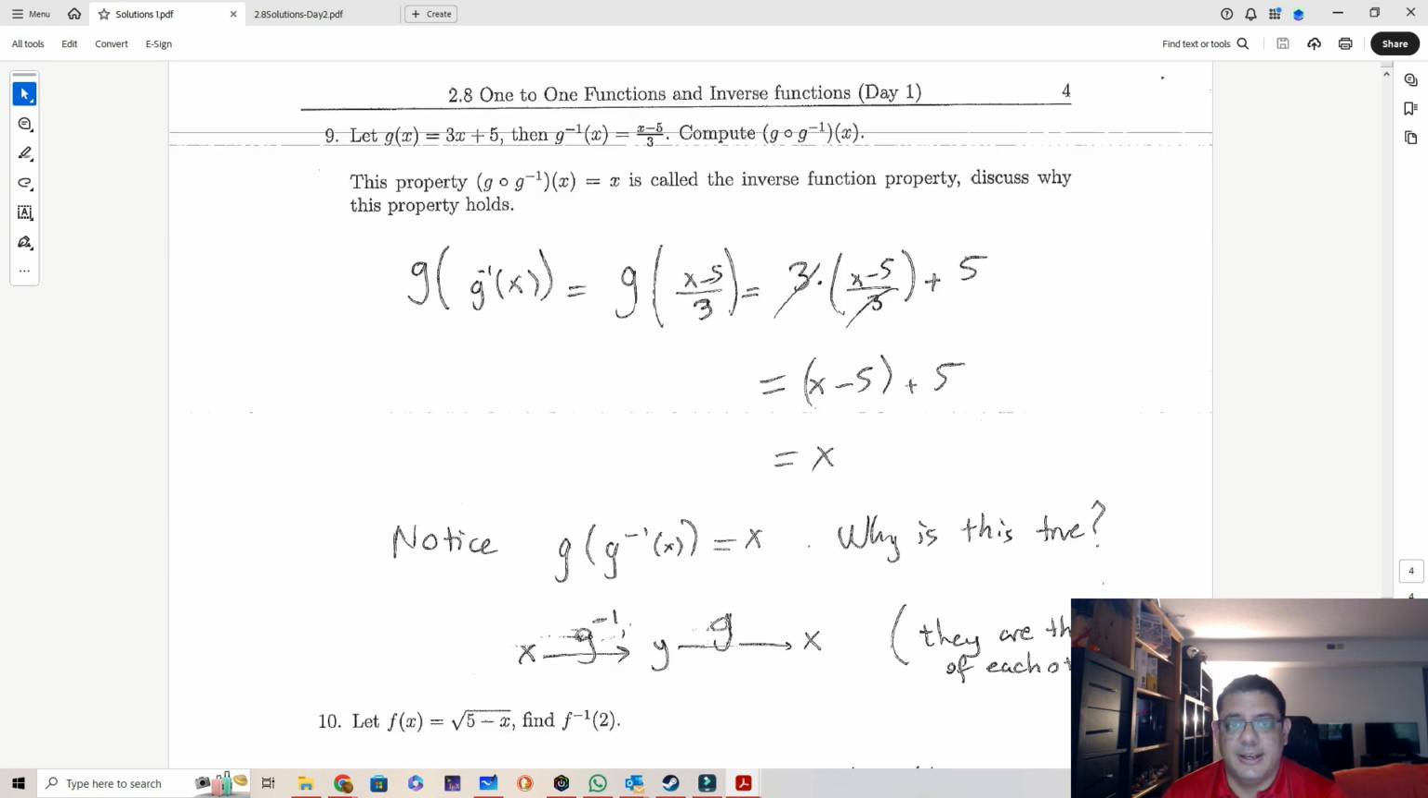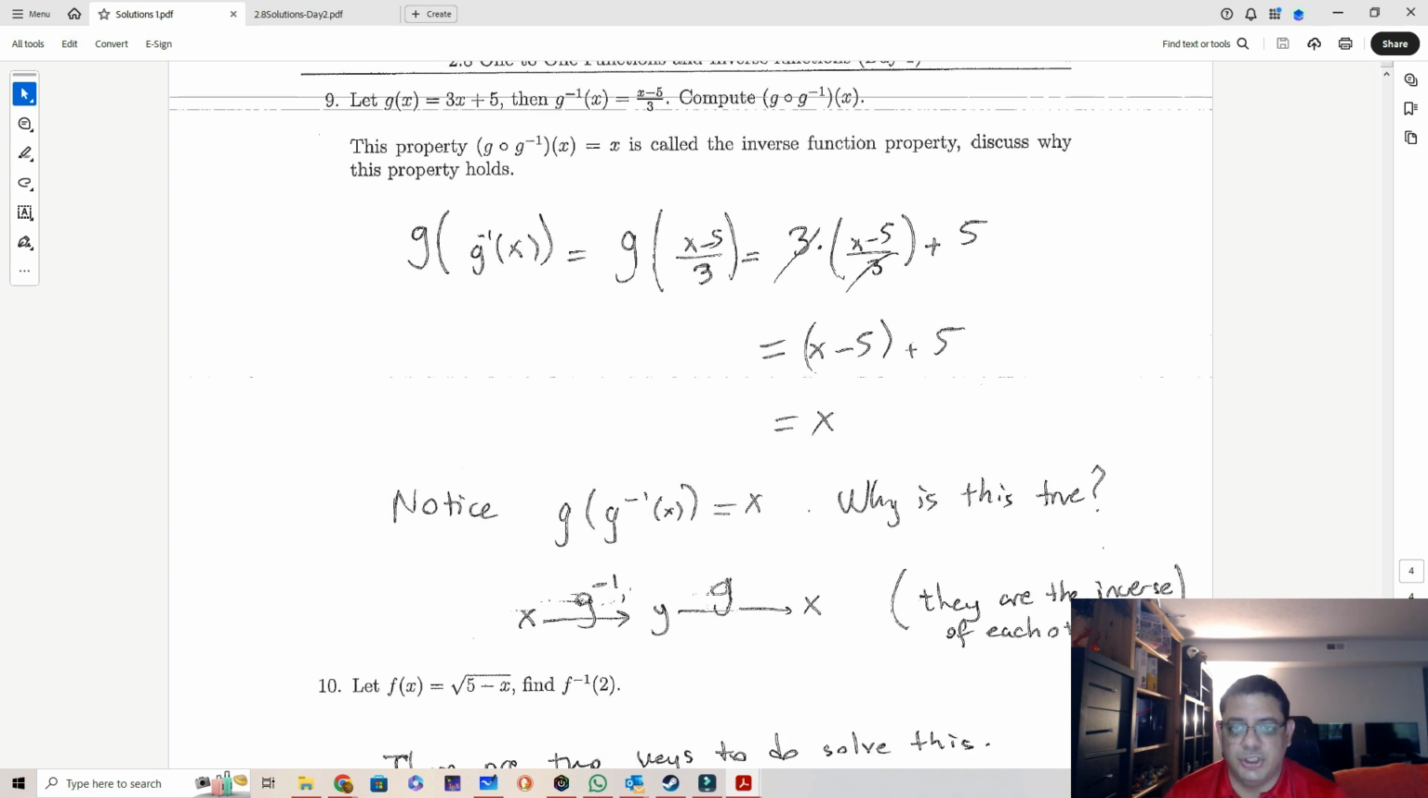Alright, so now let's see a little bit of the composition. So we have g of x equals 3x plus 5, and then g minus 1 of x, the inverse of this function, is going to be (x minus 5) over 3. When we compute g composed with g minus 1, we're going to find out this very particular property of the function and its inverse. And that is that when we compose either g with g minus 1 or g minus 1 with g, we're going to reach something that is called x, or is called the identity function. Okay? So we saw composition before.